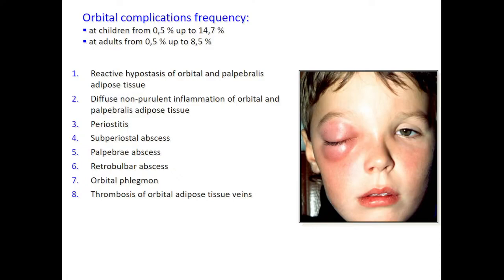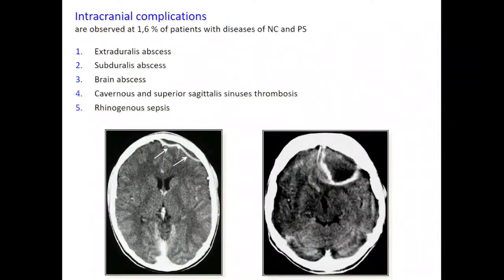So what types of orbital complications may be? It may be reactive hypostasis of orbital and palpebral adipose tissue, diffuse non-purulent inflammation of orbital and palpebral adipose tissue, periostitis, subperiosteal abscess, palpebral abscess, retrobulbar abscess, orbital phlegmon, and thrombosis of orbital adipose tissue veins. And also it may be intracranial complication.